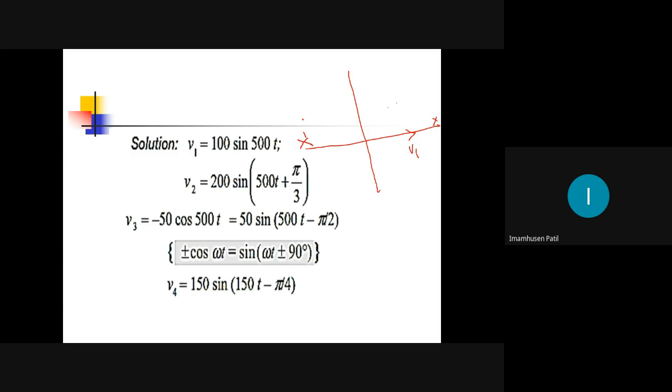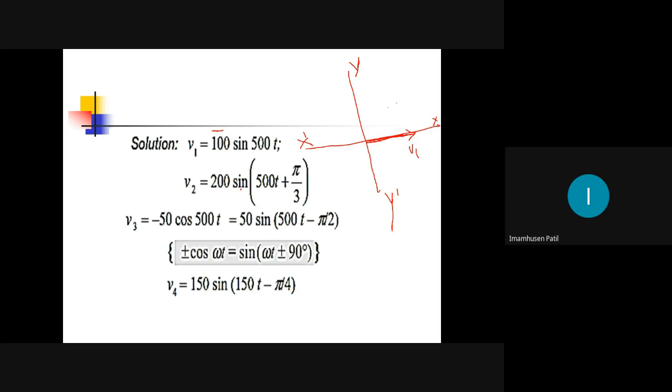Then next, you have to draw V2. V2, how should I draw? This is the maximum value of V1, 100. Whatever it is from here to here, it is 100. That is V1. Then V2.